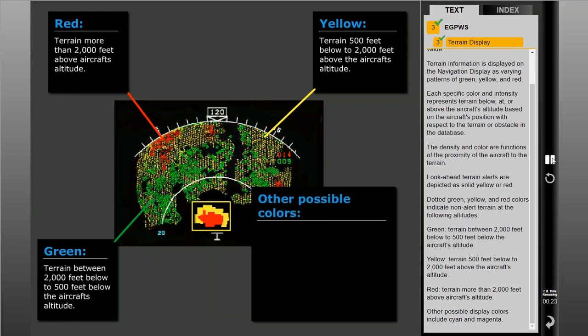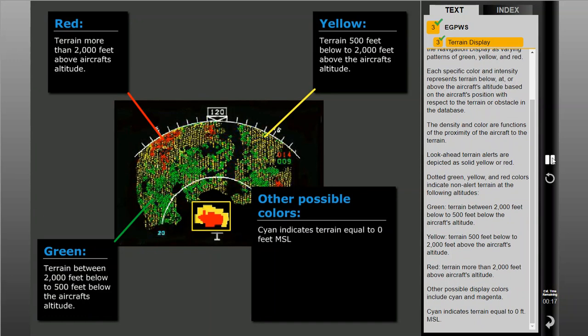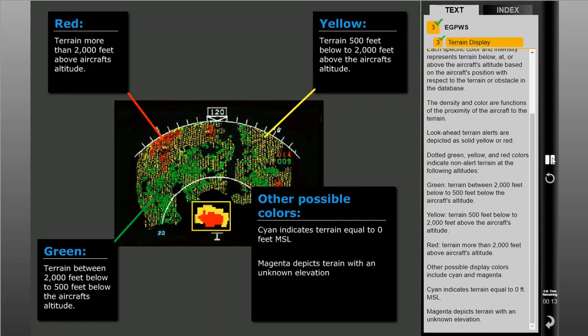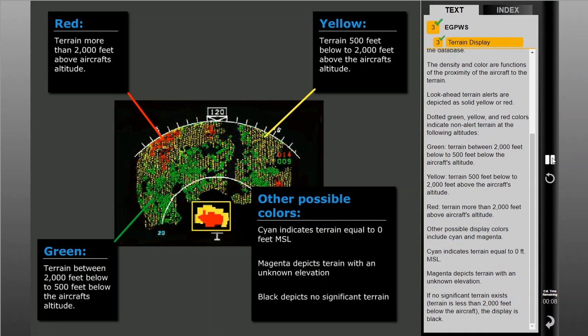Other possible display colors include cyan and magenta. Cyan indicates terrain equal to 0 feet MSL. Magenta depicts terrain with an unknown elevation. If no significant terrain exists, meaning terrain is more than 2,000 feet below the aircraft, the display is black.